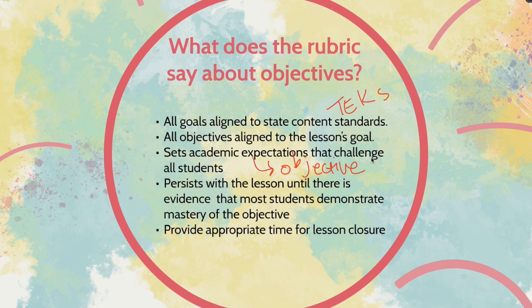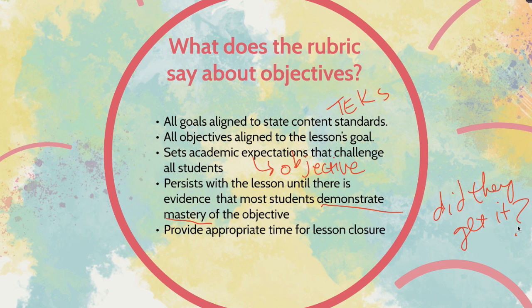Another part of the rubric that you will see referred to is to persist with the lesson until there is evidence that most students demonstrate mastery of the objective. The kids need to know where you are going with the lesson, and you need to see, did they get it? If they didn't get it, then you know you need to monitor and adjust. Maybe the next day, maybe you need to address it at the end of class, but you've got to check and see, did the kids get it by the end of the lesson?